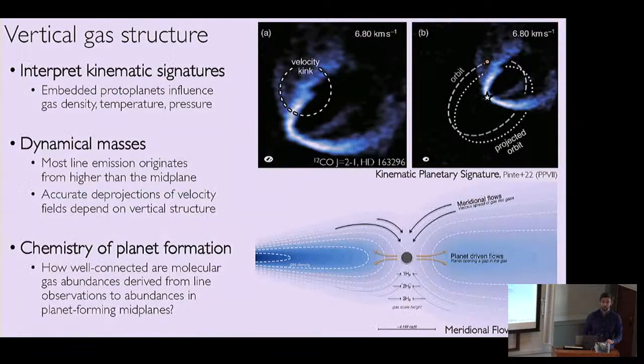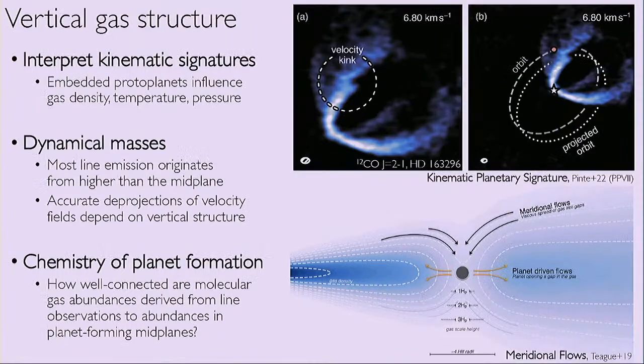Okay, so just to take one step back and motivate why we should perhaps care about the vertical line structure in these disks. Here's a very non-exhaustive list, and I'll just go through these three reasons. The first is just to be able to interpret the kinematic signatures we're seeing in the gas. Many times when we look at these disks at very high spatial resolution, we see features such as this velocity kink here, which have been ascribed to planets perturbing the disk, perturbing the velocity structure, and as a way to actually find planets in these disks. But we really need to know where the line emission is coming from in a vertical sense to be sure what we're seeing is actually a planet or maybe something else.